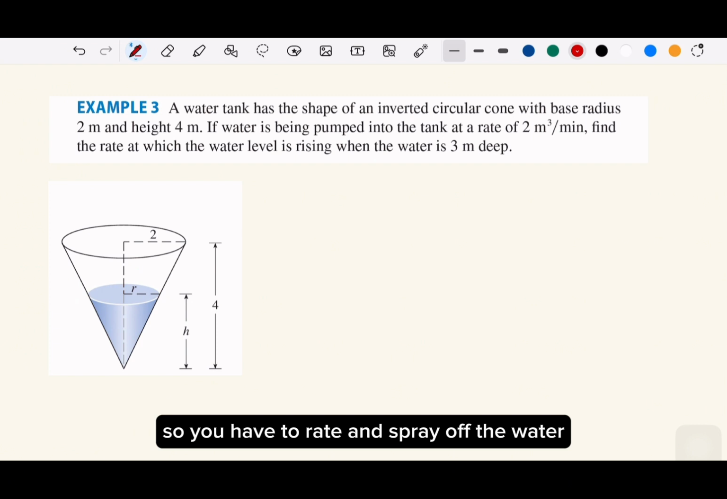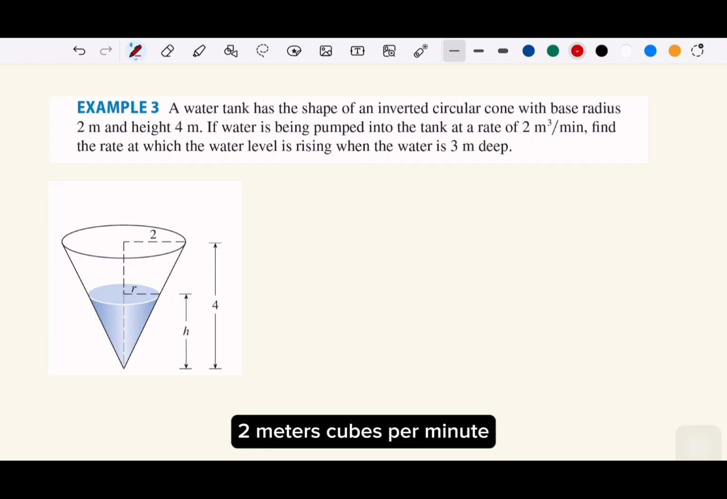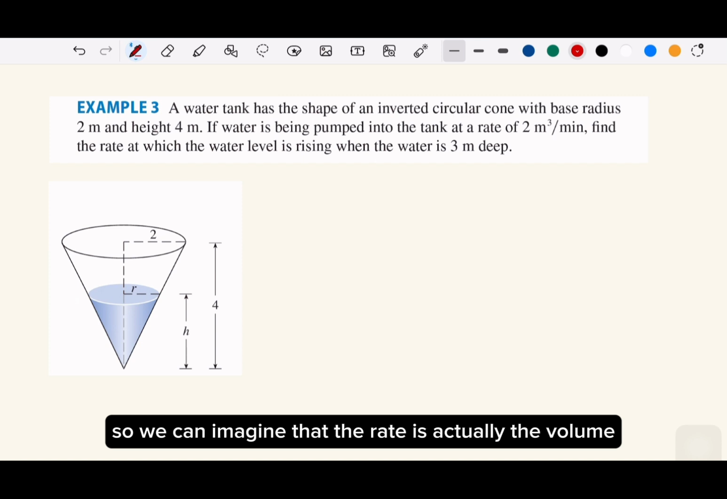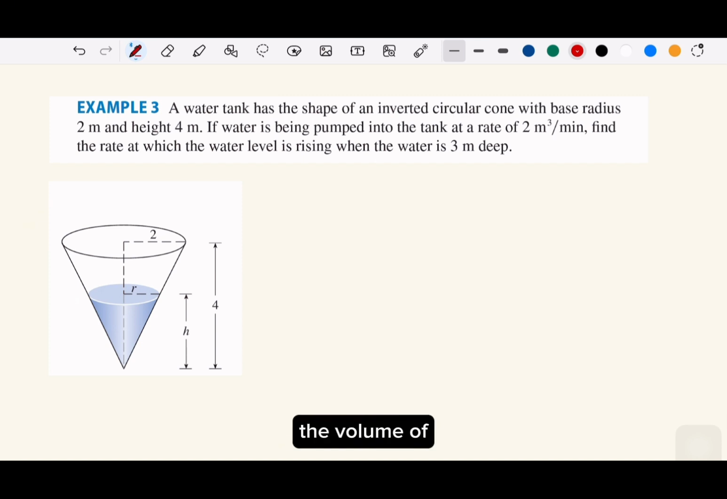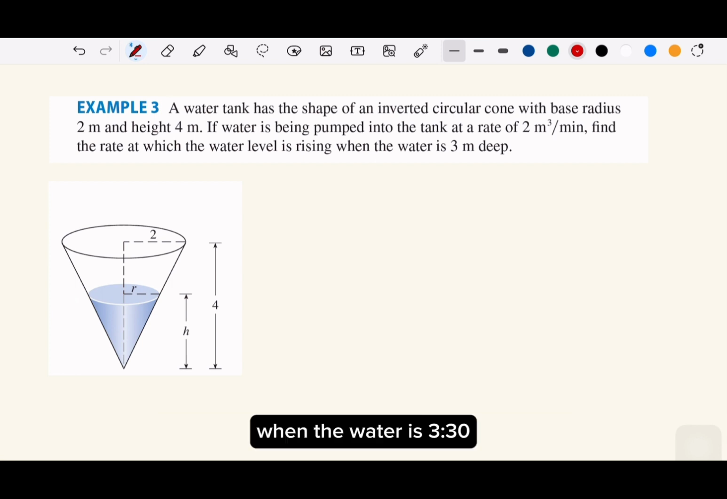Rate of the water, 2 meters cubed per minute. So we can imagine that the rate is actually the volume, okay? The volume of the water tank. Find the rate at which the water level is rising when the water is 3 meters deep.